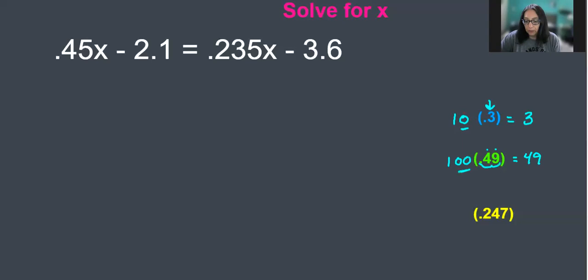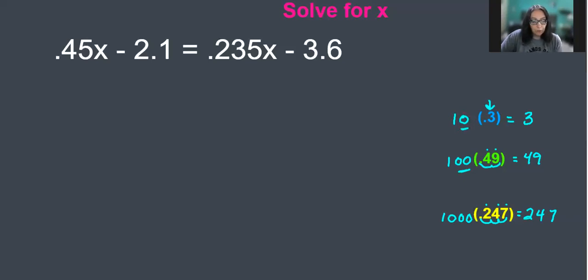The third number here, 0.247, if I want to eliminate that decimal, well, there's 1, 2, 3 places. So I've got to use 3 zeros. So if I take 0.247 times 1,000, it moves the decimal 3 places, and I get 247. That's what we are going to use to eliminate the decimals in this problem. So let's take a look here.